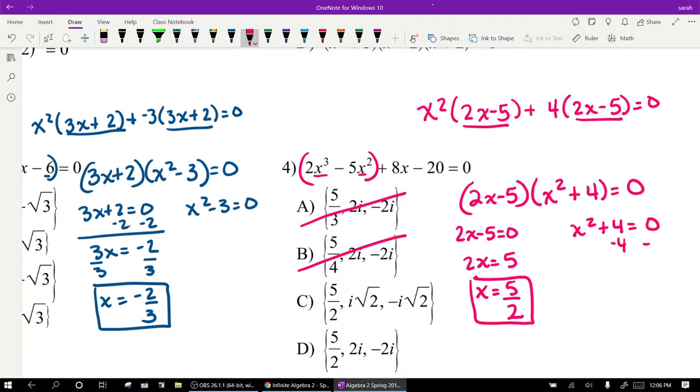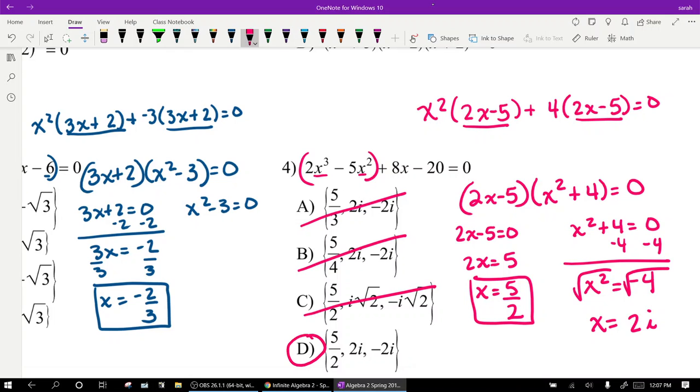Let's subtract 4 from both sides. End up with x squared equals negative 4. Take the square root of both sides. So x is going to equal plus or minus 2i. Alright, well, this one is not it, so I've only got one choice, and that's D.